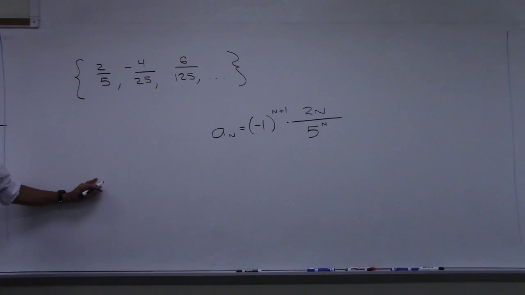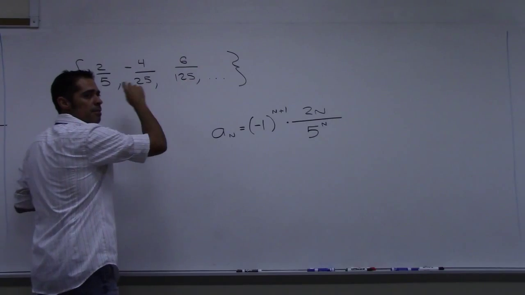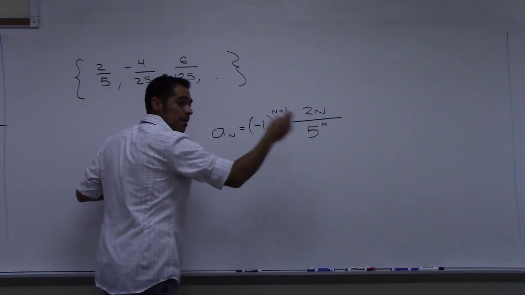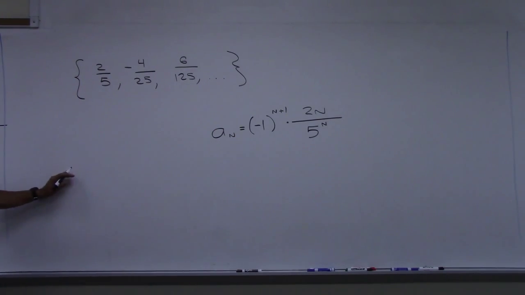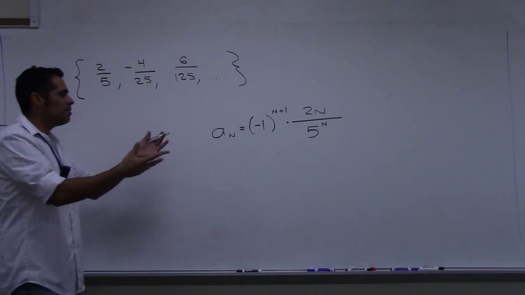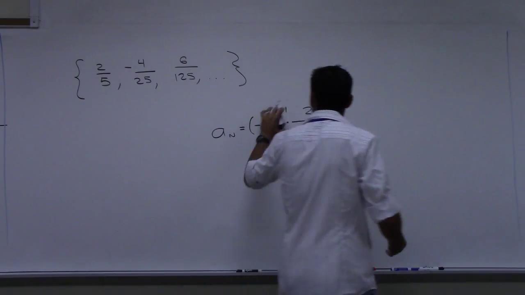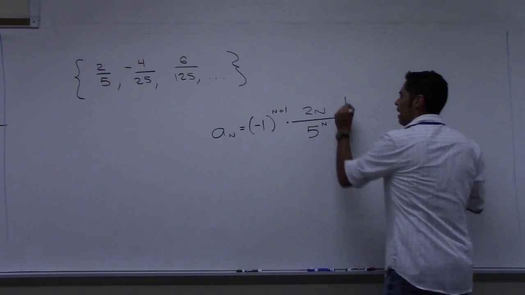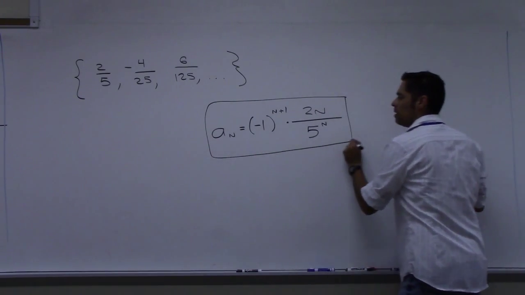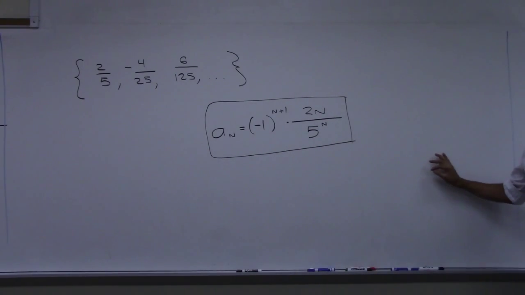And so that takes care of everything, right? That should create the alternating we need. The numerator should come out right. The denominator should come out. You could do certain things to this, like you could move this up here, but that's it. I mean, that formula will generate that sequence.